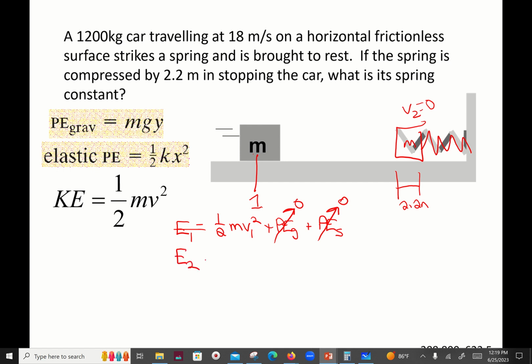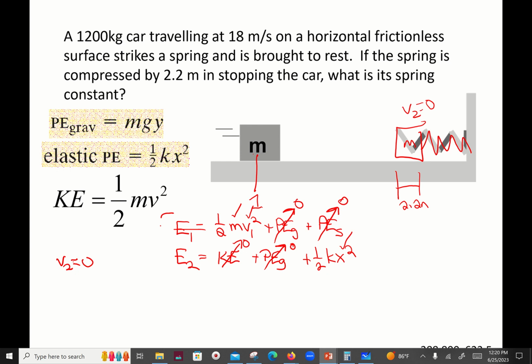At position 2, V2 is equal to 0. So I don't have any KE. Do I have gravitational energy? No, I don't have gravitational energy because it's still on the ground. But I do have elastic energy. So I've got 1/2 K times X squared. Okay, so I've got my mass. I've got my V1. I've got my X, how far it's compressed, and I don't have K.